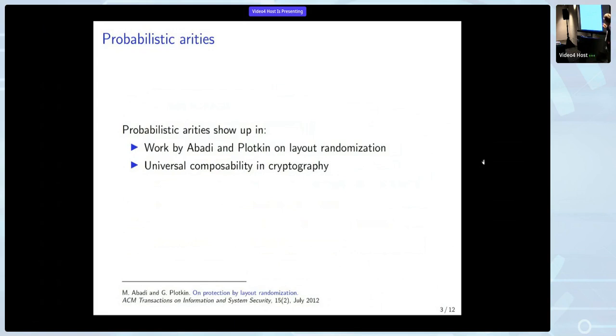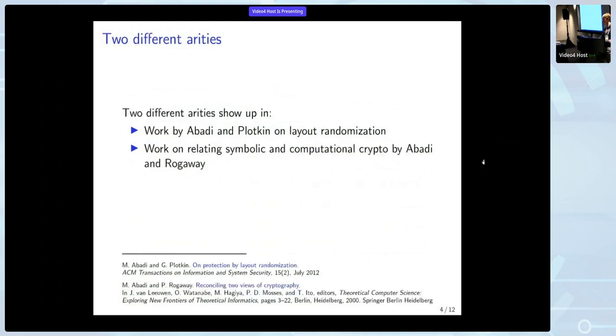And the first thing is probabilistic arities. We call them arities, so that means: do you look at one program, pairs of programs, sequences of programs, or probabilistic programs, or sequences of probabilistic programs, which is the crypto way to do it. And they show up, for example, in work by Abadi and Plotkin on a secure compiler for layout randomization, and in universal composability in cryptography. So that's work we would definitely want to take up into this idea.